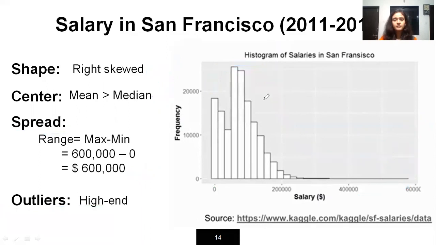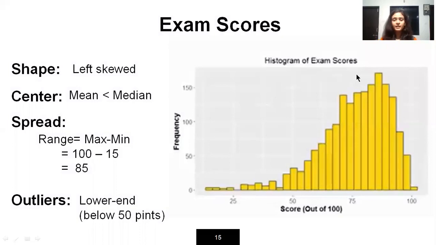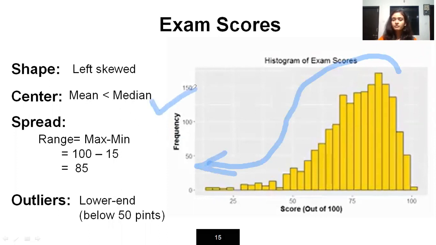Now let's see another example. Suppose these are my exam scores. What is this histogram telling? First we will see the shape. The shape of the histogram is left skewed because I have a long tail towards the left hand side. So my mean will be less than the median because my graph is left skewed.